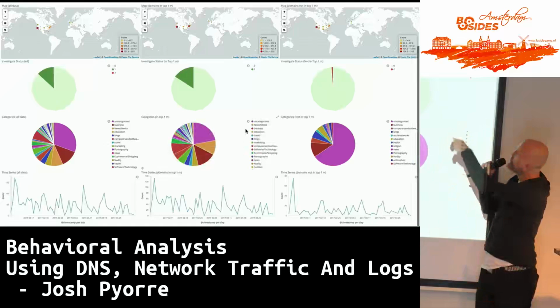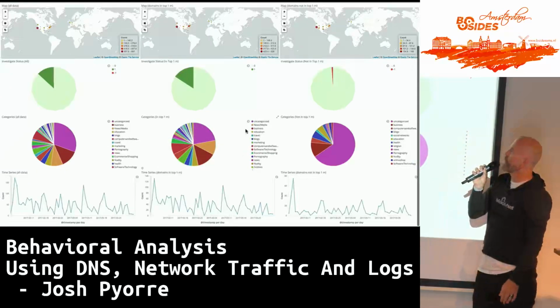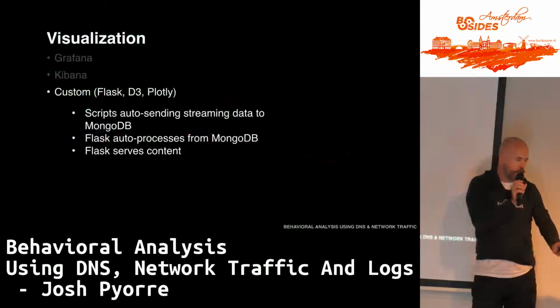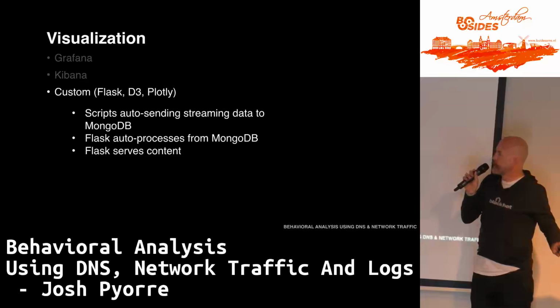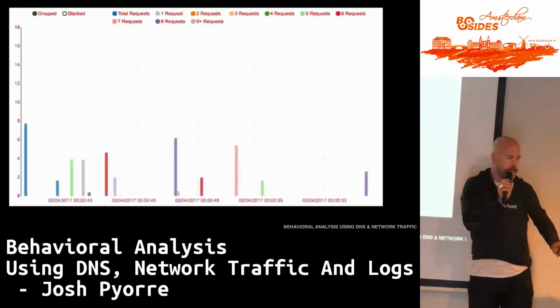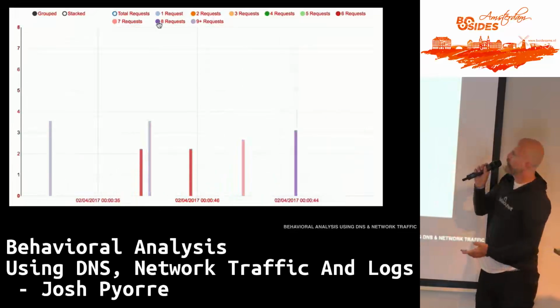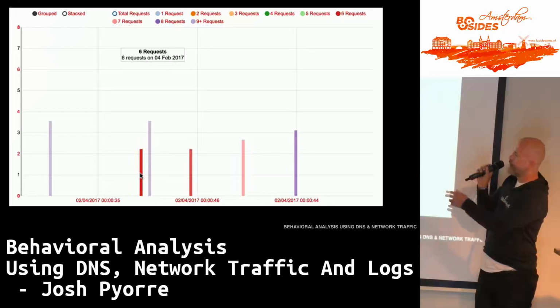You can look at locations. People love maps. But maybe you're expecting everything to go to the US or somewhere in Europe, and it's all going to China, or you have one little domain going to China, and it's something interesting to look at. For the custom setup, I'm using scripts to auto-send data into the MongoDB database, and then I'm using Flask to auto-process from that MongoDB, and then it serves the content. So I can do things like count my requests and narrow down. This is pretty ugly, but you can get the idea of where it's headed.